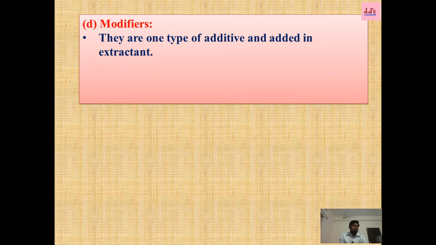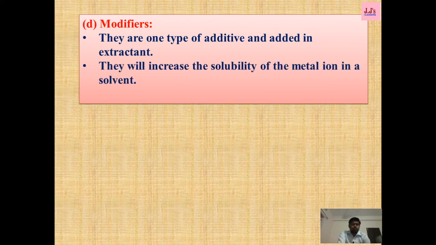What is the difference between synergetic, synergistic and modifiers? Synergetic is added in organic phase, synergistic is added in aqueous phase, while modifiers are added in both. It is added in aqueous phase or in organic phase depending on which acts as the extractant. If aqueous phase is your extractant, then the modifier is added in aqueous phase. If organic solvent is your extractant, then it is added in the organic phase. That means it is added in both phases. They will increase the solubility of the metal ion in a solvent.